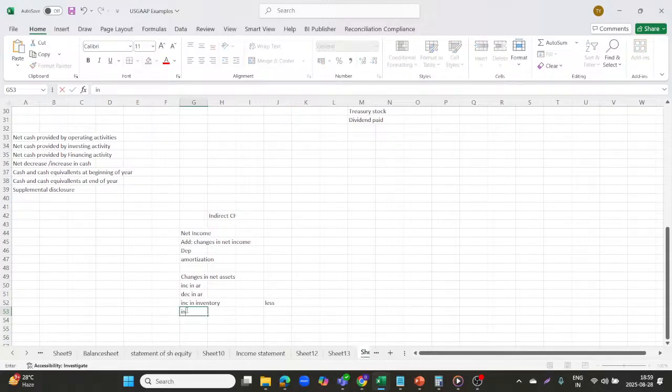Similarly, if there's an increase in accounts payable, it will be added in cash flow. If there is an increase in accounts receivable, it will be reduced. A decrease in accounts receivable will show an addition in the cash flow. So this is how you will reach cash flow from operating activity.